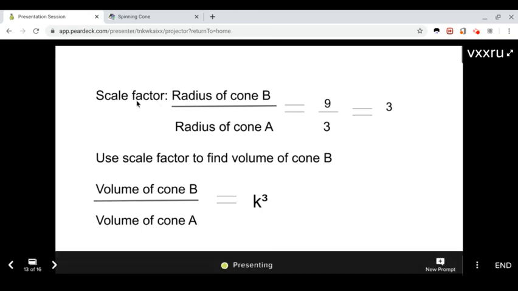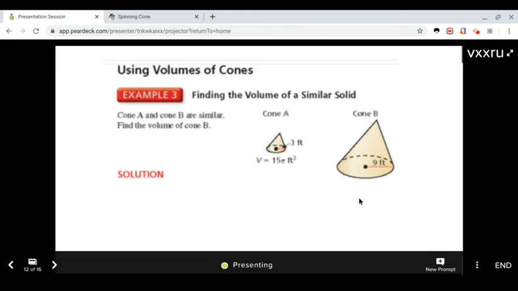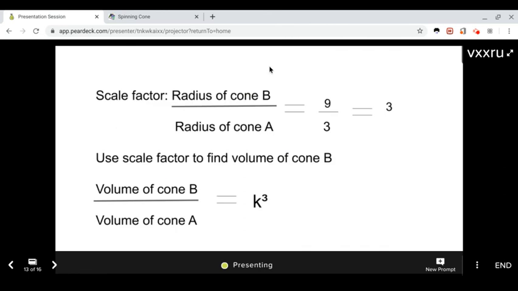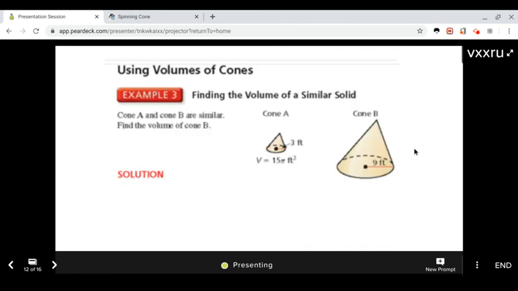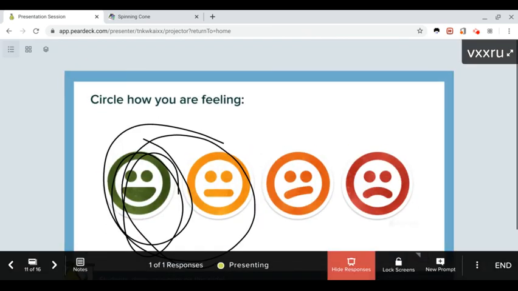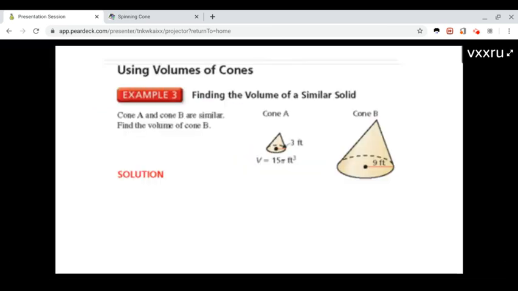So the first thing is we want to look at the scale factor of the radiuses. So we look at the cone, so the after and then the before. Or technically this is the pre-image and that's the image. So it would be 9 over 3 equals 3. So that means if I'm moving from here to here, it's obviously getting bigger and it's multiplying by 3 for the radius.